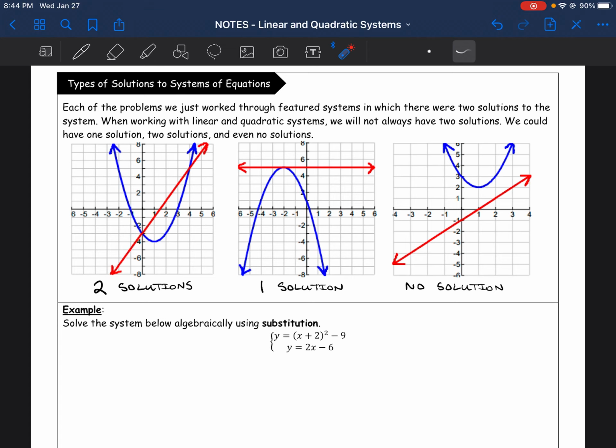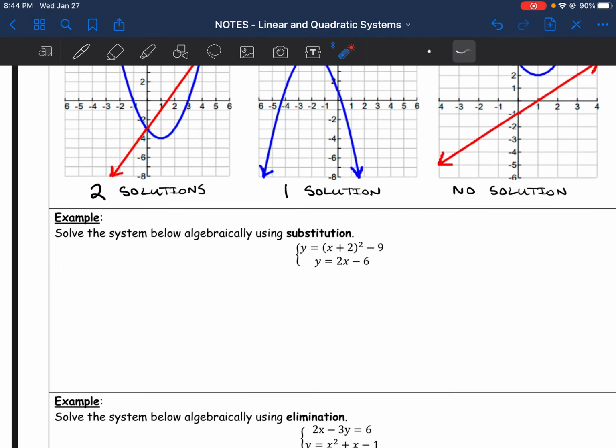But you can also have systems that only have 1 solution, meaning that the line crosses the parabola in exactly 1 place. That'd be an example of a 1 solution system. And then you can also have a system where there are no solutions, meaning that the line never intersects with the parabola. So that'd be an example of no real solution. So let's see a couple examples here.